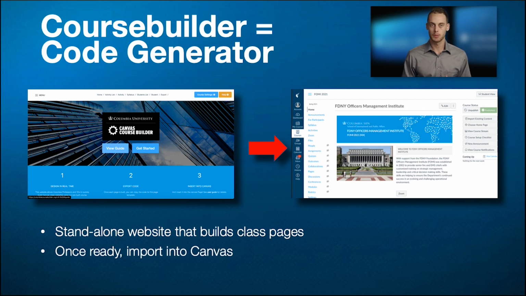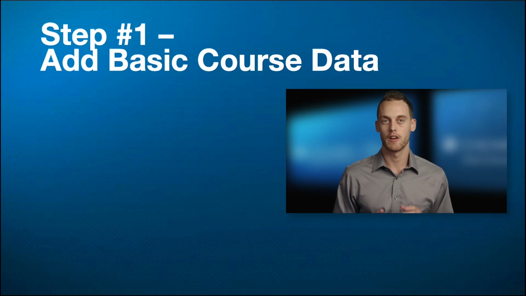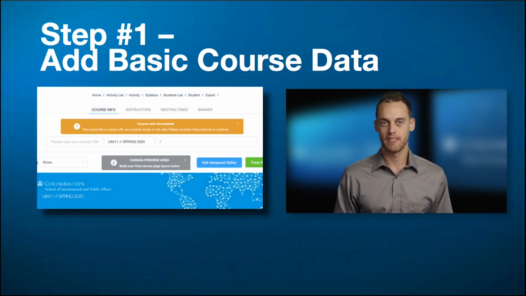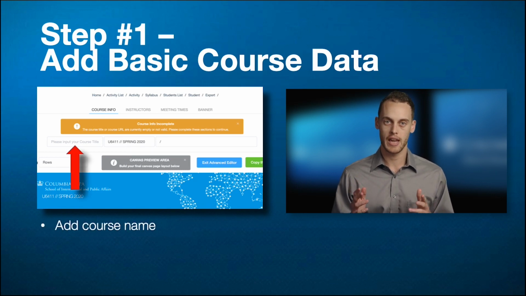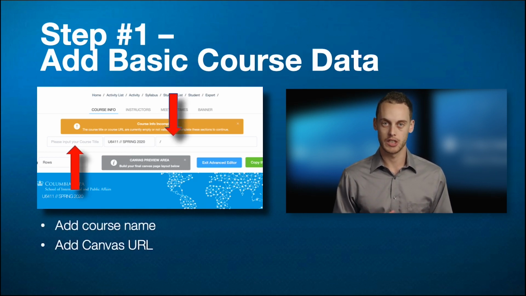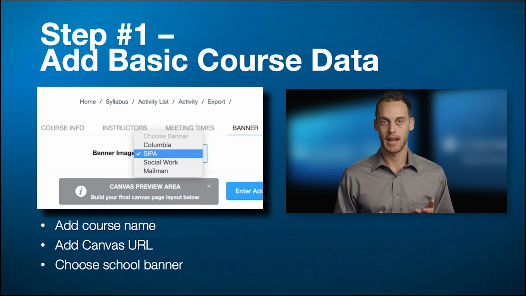Once you've completed in Coursebuilder, you can import it right into Canvas. So for our first step, we're going to add basic course data. Once we've navigated to the Coursebuilder website, we're going to add things like our course name, and we're going to add the Canvas URL. And that's going to be really important. Make sure you get that URL from the blank Canvas page you're going to be using later. And we can add something like school banners, whether you're at SEPA, the public health school, or wherever else you are.